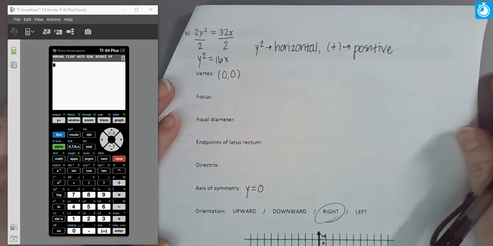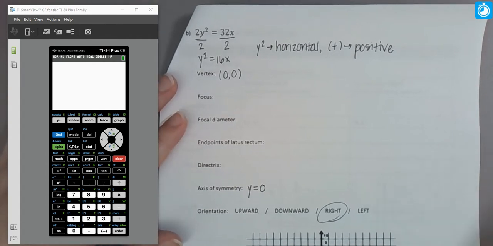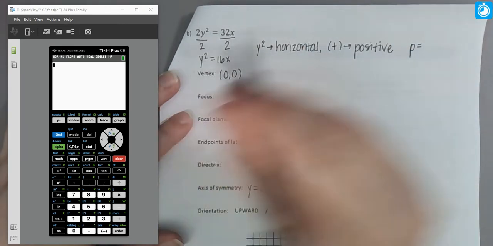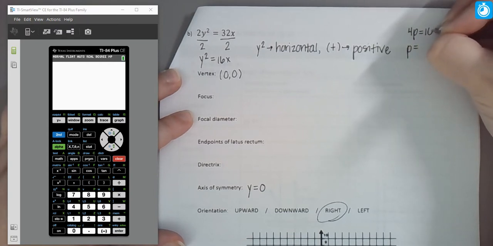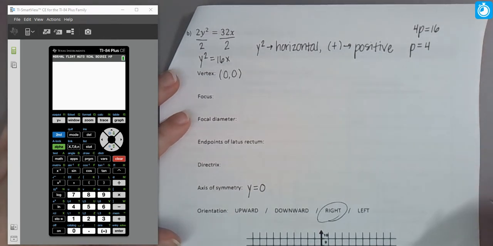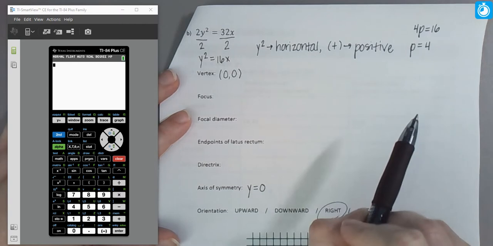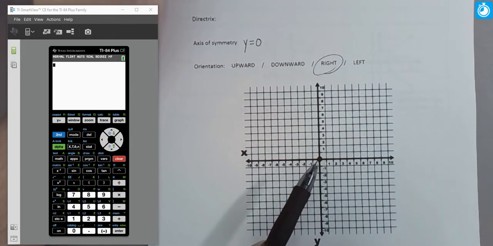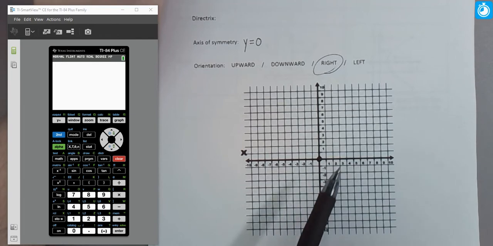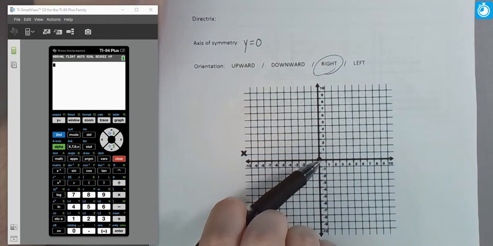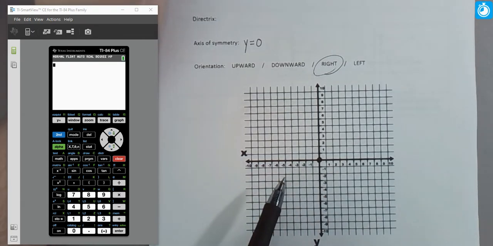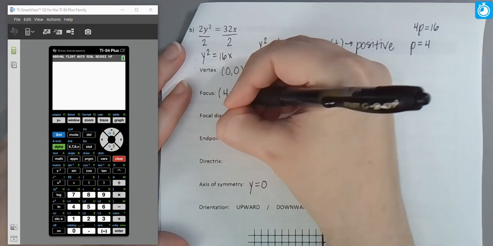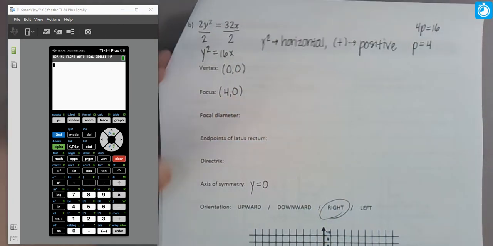Okay, now let's focus on getting those additional points we need. So what we need now is P. We don't have A, B, and C, we have P. So P is going to be 1/4 of our coefficient. So if 4P is equal to 16, then that means P is equal to 4. And pretty much anything else we need to know, we can determine just from that value of P. So let's think about our focus now. We're opening to the right, which means our focus is going to be to the right of the vertex. It's going to be P units to the right, which means we're holding our y-coordinate constant for the vertex, and then we're just adjusting the x-coordinate to get to the focus. So hold the y-coordinate constant, and then adjust the x-coordinate. So we have a focus at 4, 0.